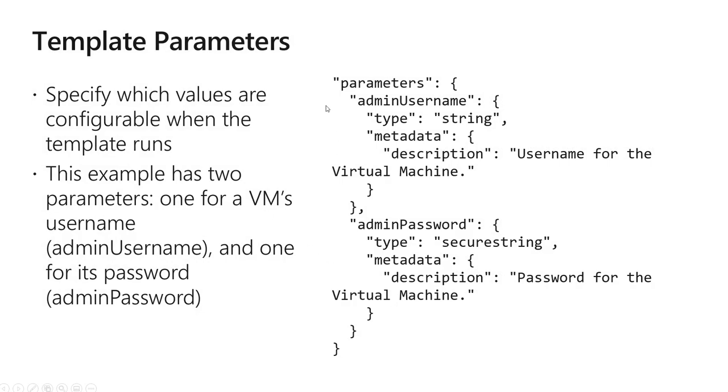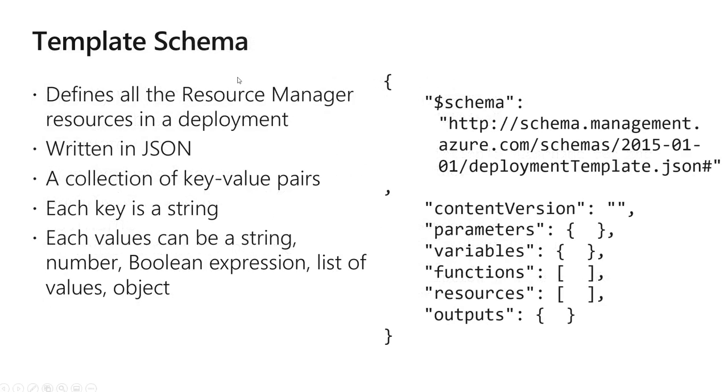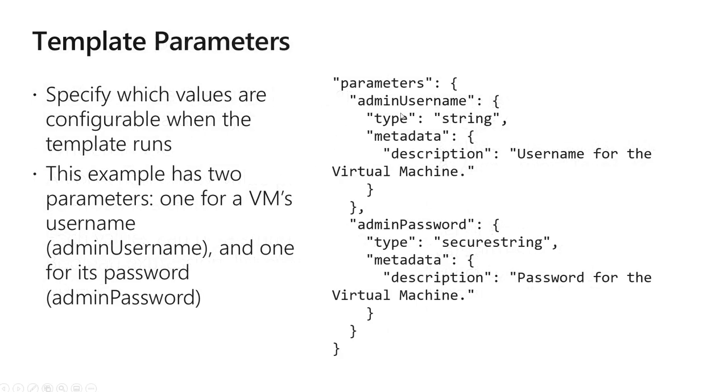So again, there are several sections, right? There's a schema section, there's a parameter section. This section is where you specify which values are configurable when the template runs. For example, you might allow users of your template to specify username, password, or domain name. So here's an example that does that: the username for the virtual machine, the password for the virtual machine.